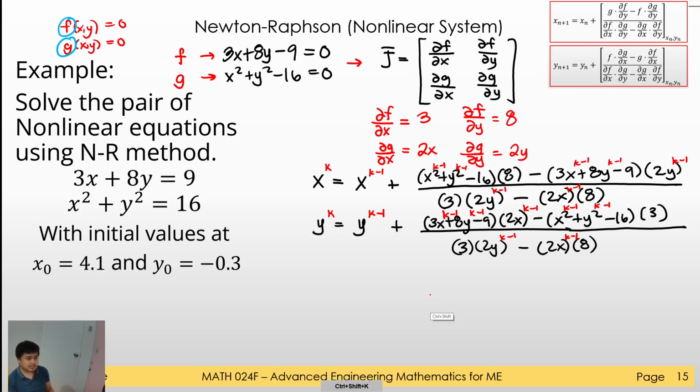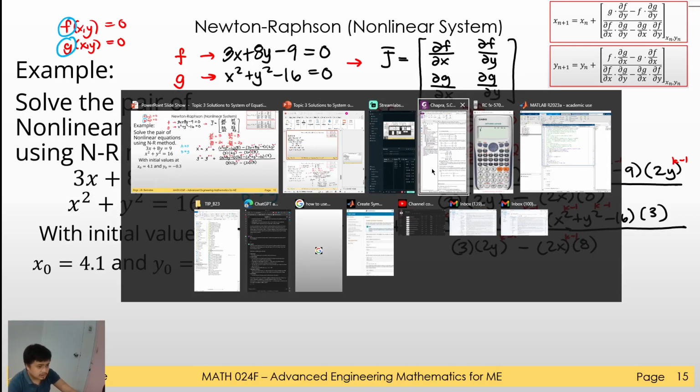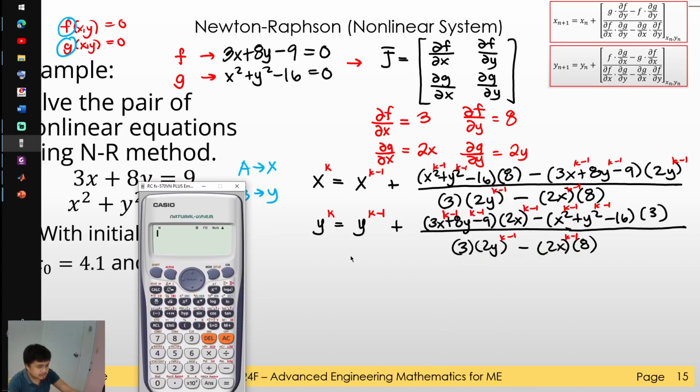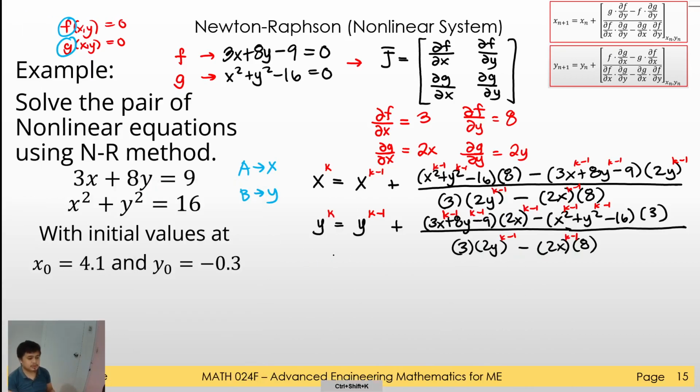Okay, so we already set up our equations. So let me just label this, no? So the a here will be your x, and the b here will be the y. So let's utilize our calculators, and let's set up our iteration table. So for iterations, we have the x and we have the y. So for the initial iteration, we have the initial guesses, 4.1 and negative 0.2.